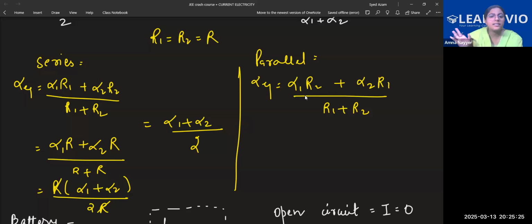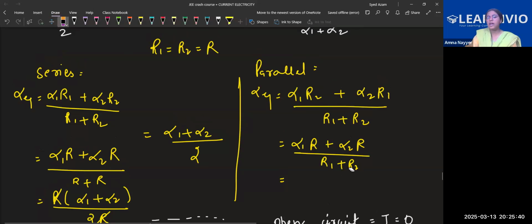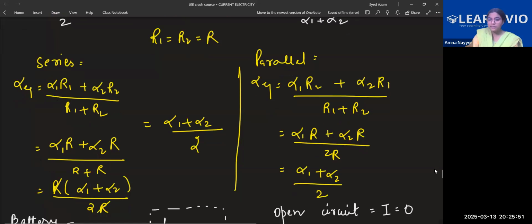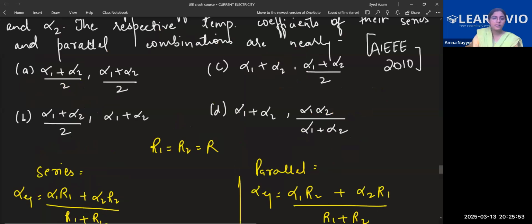So now our resistance is the same. What can we put here? Alpha 1 R plus alpha 2 R divided by R1 plus R2. It's similar. Not R1 plus R2, we'll again have 2R only. R plus R will give us 2R. So the answer will be alpha 1 plus alpha 2 divided by 2 in case of parallel also. Which option is right? A. Is it clear?